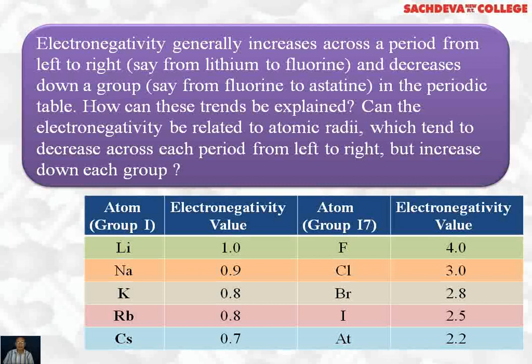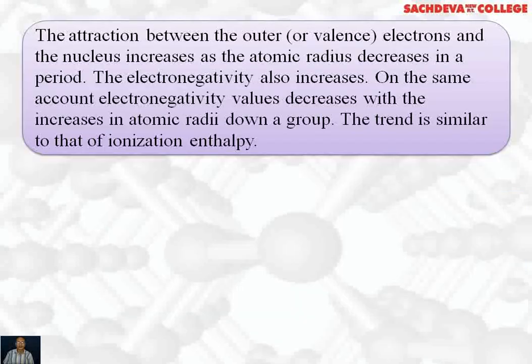In group 17 elements, fluorine 4, chlorine 3, bromine 2.8, iodine 2.5, astatine 2.2, which shows electronegativity goes on decreasing down the group due to increase in atomic size. The attraction between the outer or valence electrons and the nucleus increases as the atomic radius decreases in a period, so the electronegativity also increases. On the same account, electronegativity values decrease with the increase in atomic radii down a group. This trend is similar to that of ionization enthalpy.